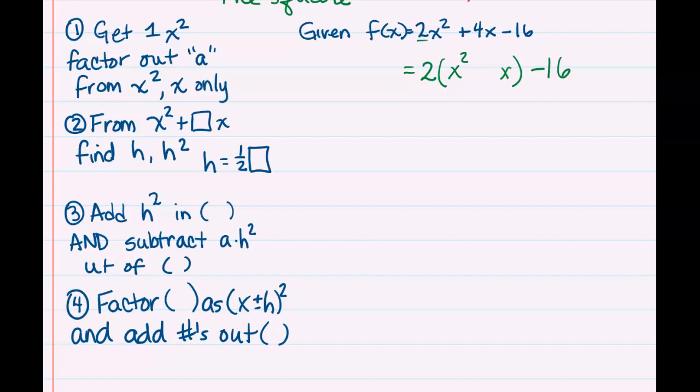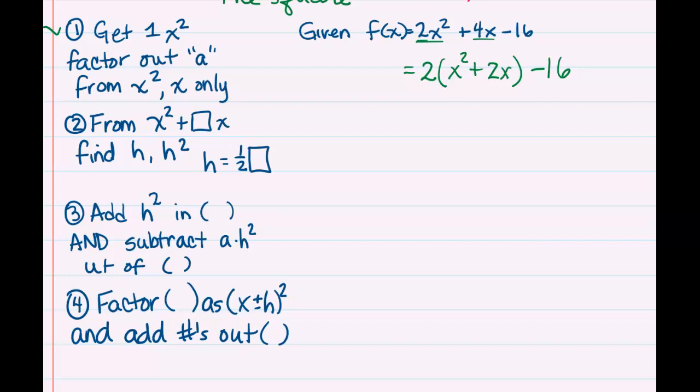And we can see here that 2 times x squared will give me my 2x squared, and 2 times 2 will give me my 4x, and I need it to be positive. Alright, so that's step 1. We are able to get a on the outside, and we GCF'd out, or factored out, the a from the x squared and the x term. The next thing we need to do is go find h and h squared.